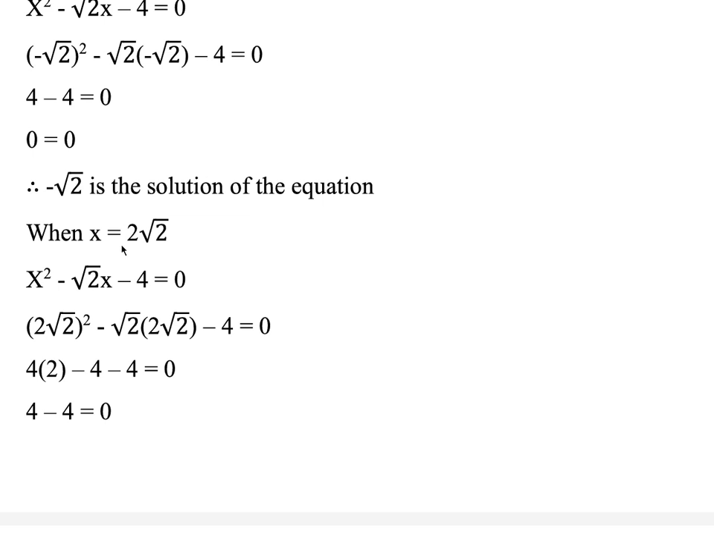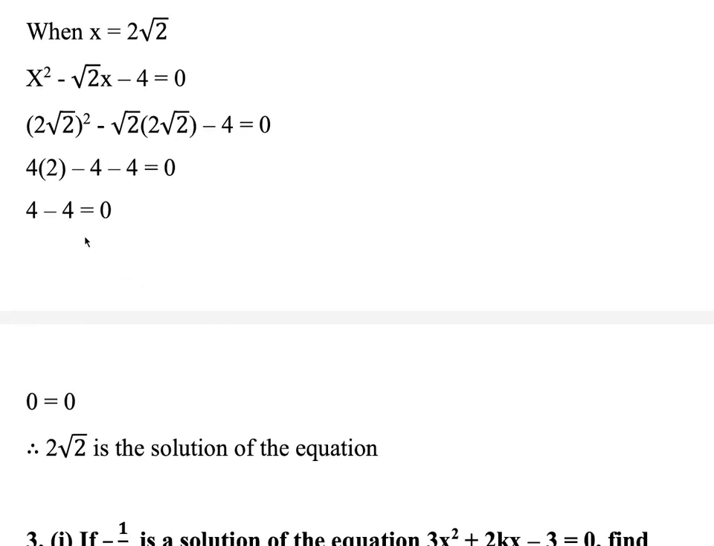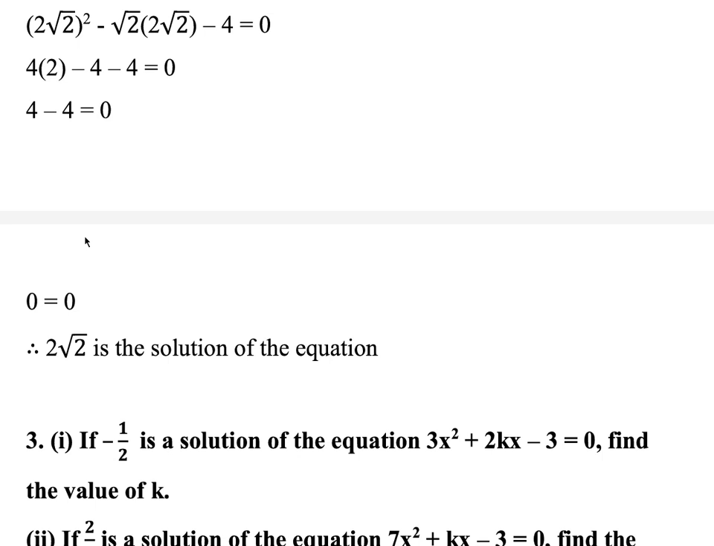Right now we have to put 2 root 2 in place of the x. So 2 root 2 square minus root 2 into 2 root 2 minus 4, left hand side will be 0. So also we can say that 2 root 2 is the solution of the equation.